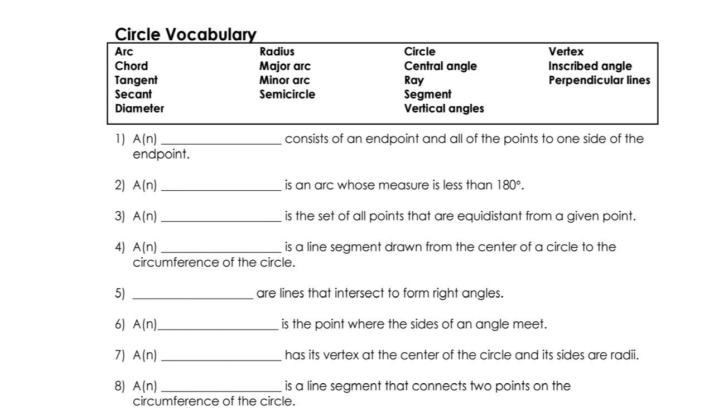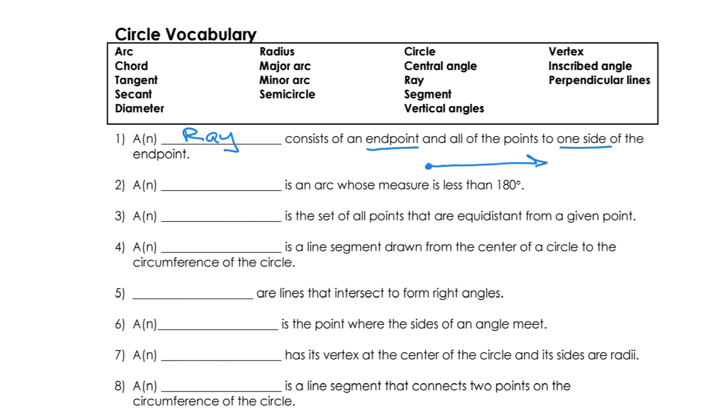So in number 1, it says that a blank consists of an endpoint and all the points to one side of the endpoint. So an endpoint and all the points in one direction. If you notice what I just drew you, I drew you a ray.